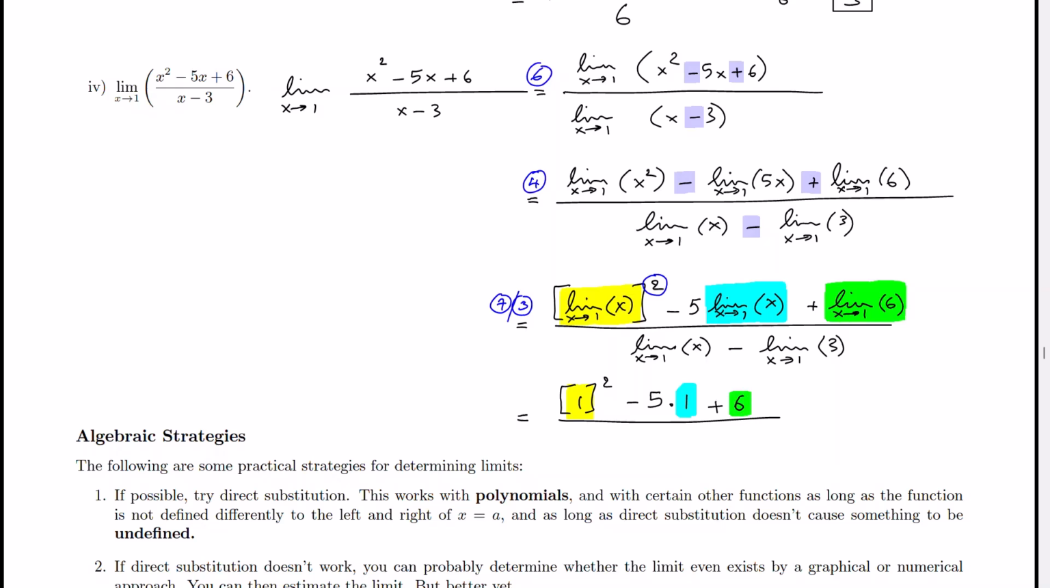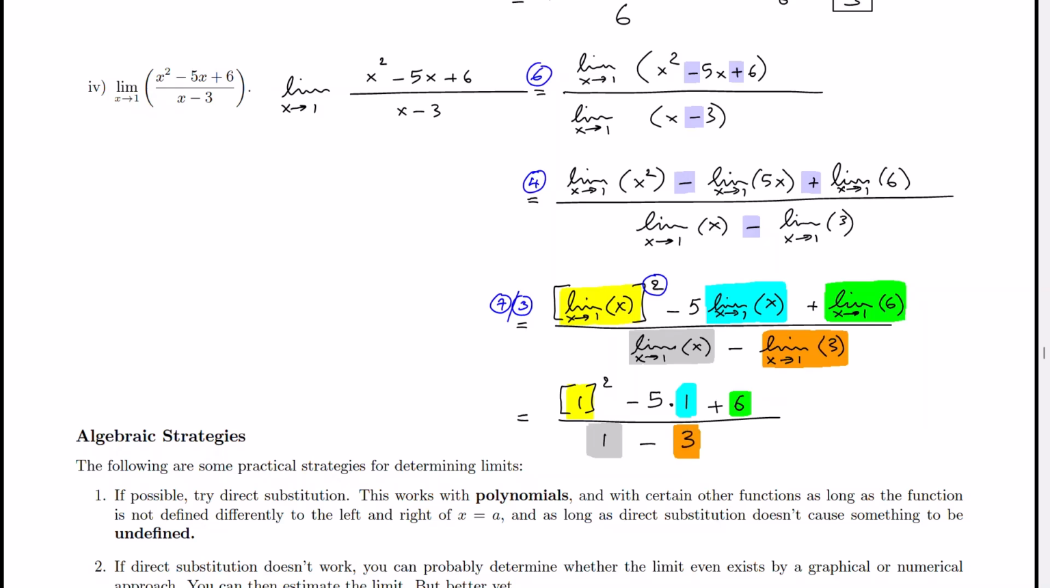Now, moving on to the denominator, I've got the limit as x approaches 1 of x. And again, using rule number 2, the limit is going to be 1 there. And finally, the limit as x approaches 1 of 3. This is the limit of a constant. The answer is just the constant itself, which in this case is equal to 3.